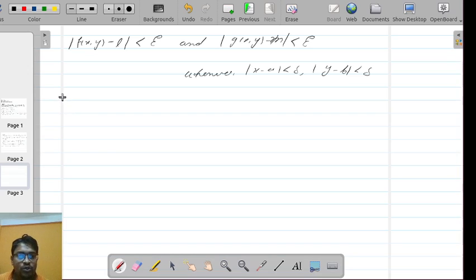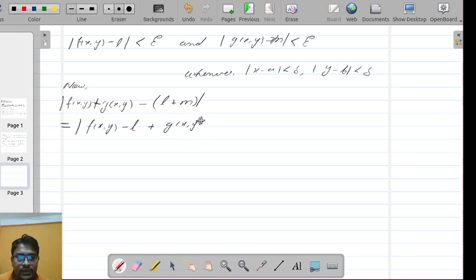Okay, so we need to compare between these two, f of xy. So let us write now, f of xy plus g of xy minus L plus m. Let us compare this or find the value of this. So this can be written as f of xy minus L plus g of xy minus m. I can write it this way, and then I can use the triangle inequality.